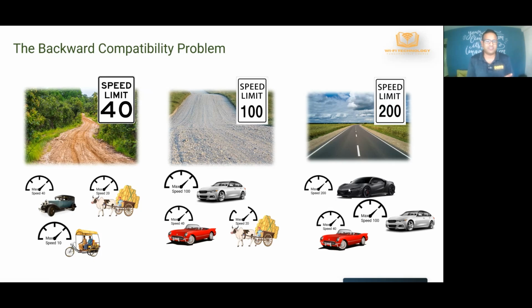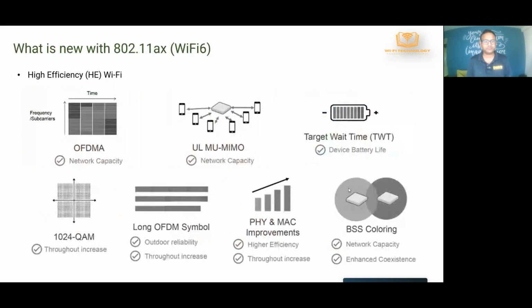So this is a standard backward compatibility problem that Wi-Fi has across all its generations, right? And that continues to be a problem with 11AX as well. Even though 11AX promises very high data rates, because of backward compatibility, the overall throughput that can be achieved is quite low. Okay, so coming to 11AX, what are the new features in 11AX?